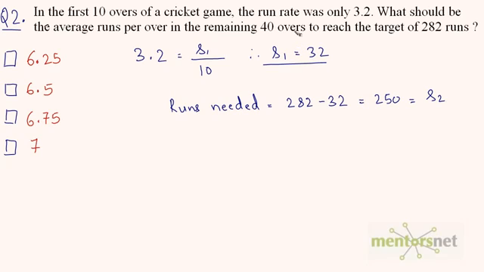Now we have to calculate the average of runs for 40 overs. So average is equal to the sum of runs to be scored in 40 overs, that is this S2, which is 250, divided by the number of overs, that is 40. 0 and 0 get cancelled out. 25 divided by 4 is equal to 6.25. So the answer is option A.